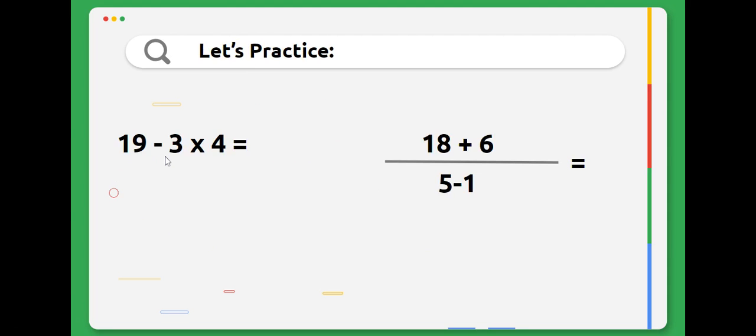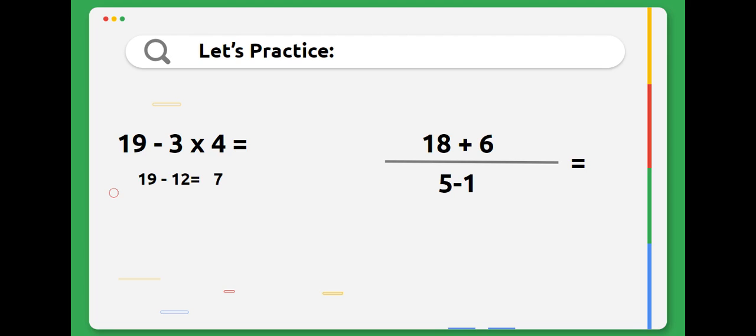All right, let's practice. So here I have subtraction and I have multiplication. Well, according to order of operations, I have parentheses? Nope, none there. I have exponents? Nope, none there. I have multiplication or division? I do have multiplication. So I'm going to say 3 times 4 is 12. Now I can subtract: 19 minus 12 is 7.